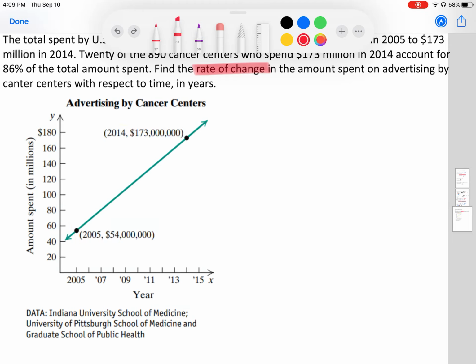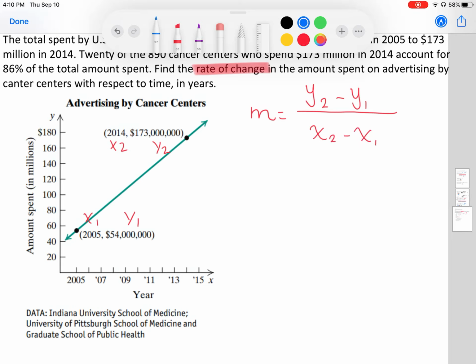So if we want to find the slope, this would be my x1, y1, and my x2, y2. So we want to find the rate of change, which is like your slope, which by our formula is y2 minus y1 divided by x2 minus x1. Now that we labeled our points, let's just find the slope. They're really big numbers, have your calculator handy.